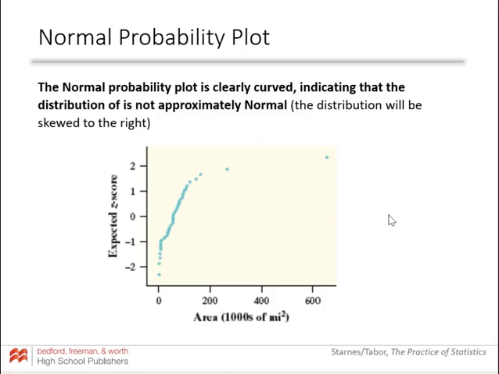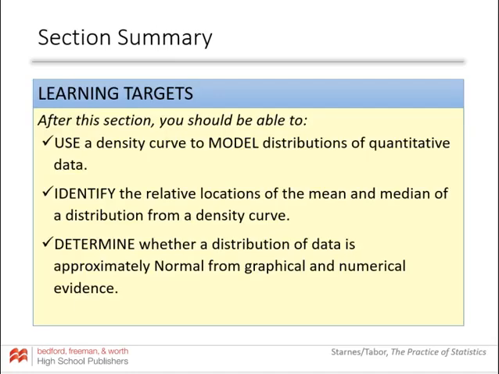That distribution looks like it would be skewed to the right with these two outlier dots out here. And that's all we have for 2.2b.